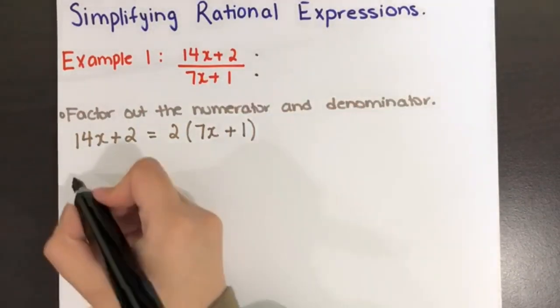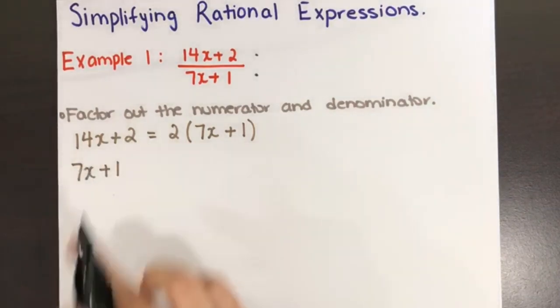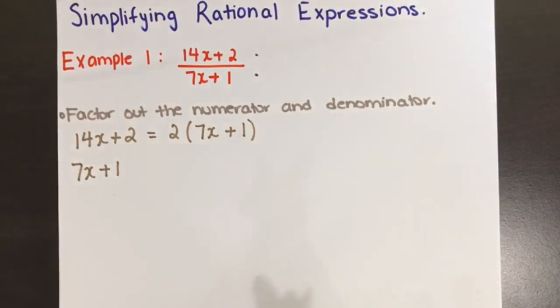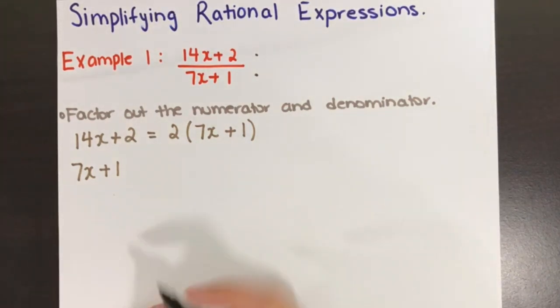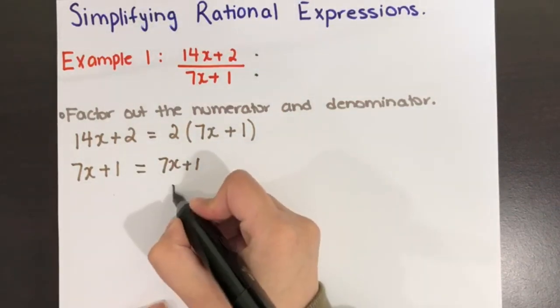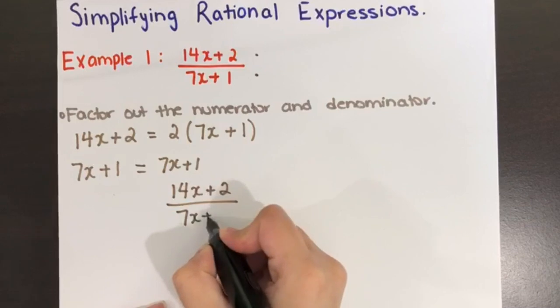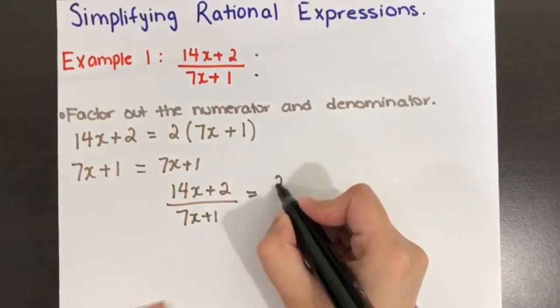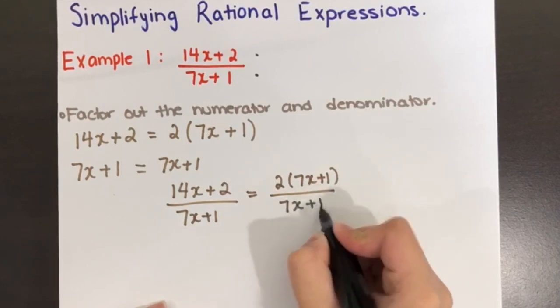Now let's look at our denominator. 7x plus 1. Well, we see that 7x and 1 don't have any common factor, so we can't actually factor this out, so it stays as is. Now let's set it back into our expression. 14x plus 2 over 7x plus 1 equals 2 times 7x plus 1, over 7x plus 1, which stays as is.